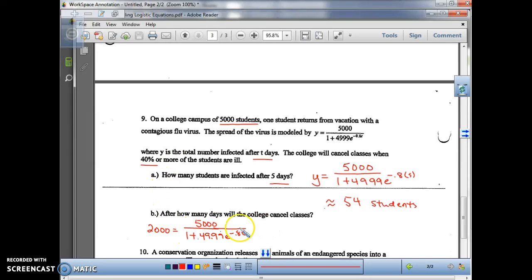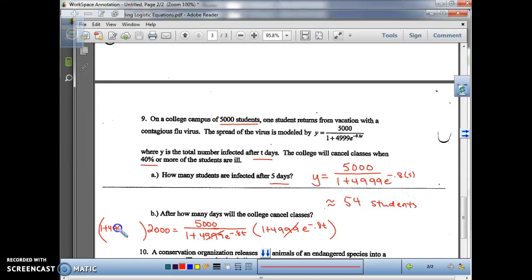I would start by multiplying both sides by the denominator. Y'all, what is our goal here? Isn't the goal to get the e to the negative 0.8t all by itself and in the numerator? So I have two goals. I can multiply both sides and cancel this denominator out, essentially is what's happening.